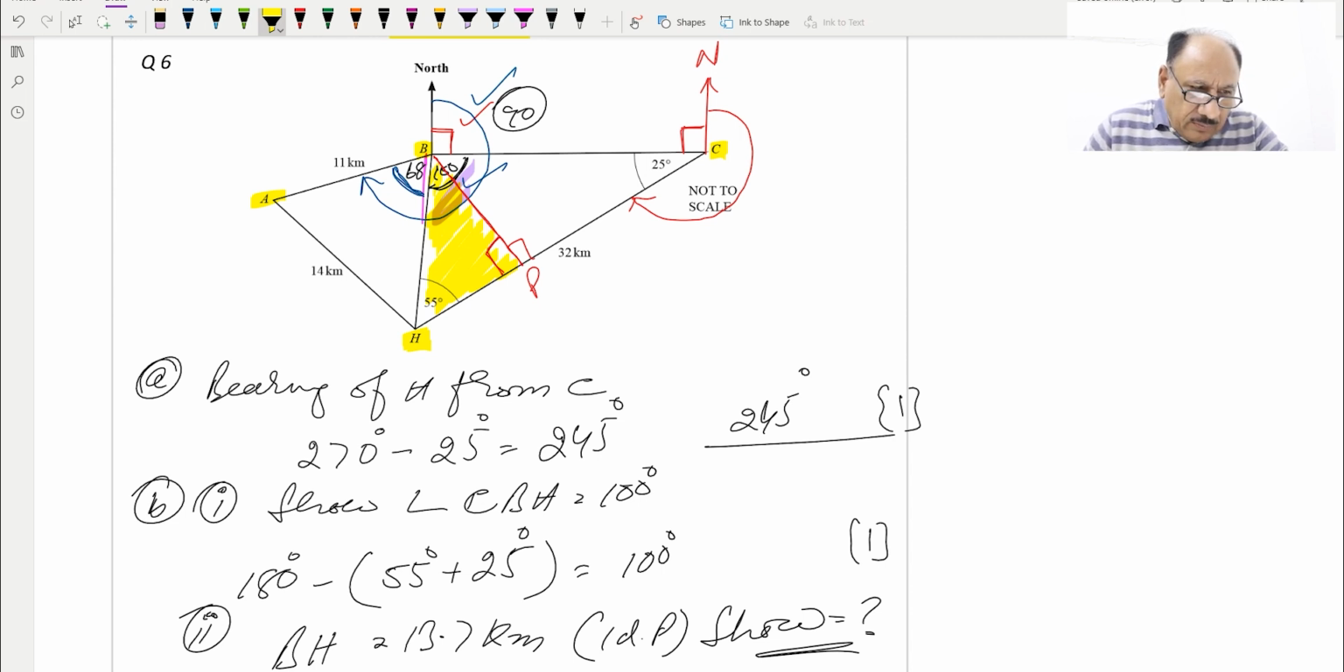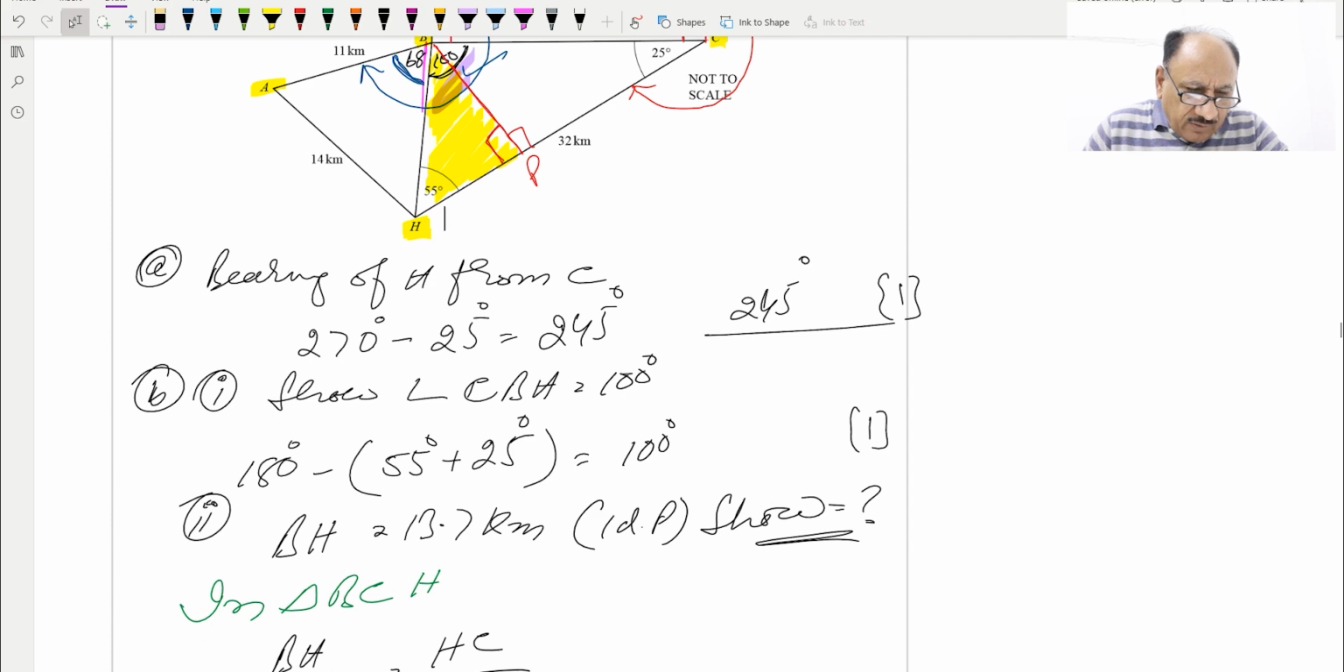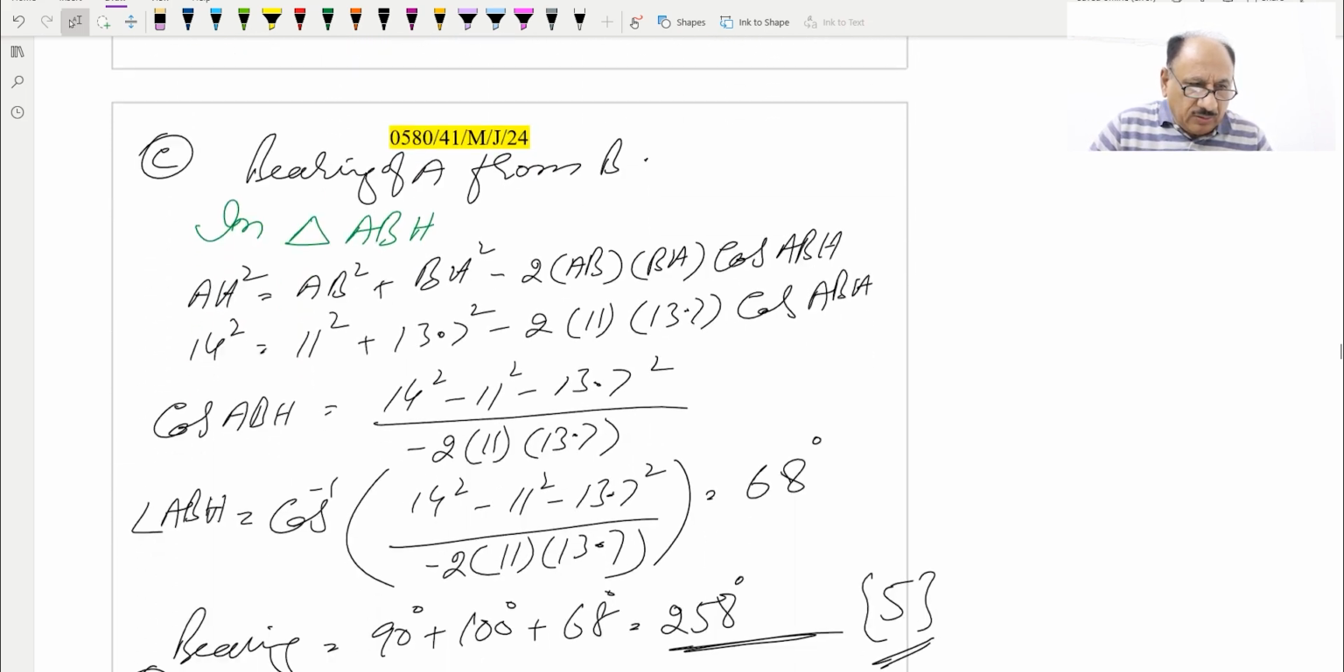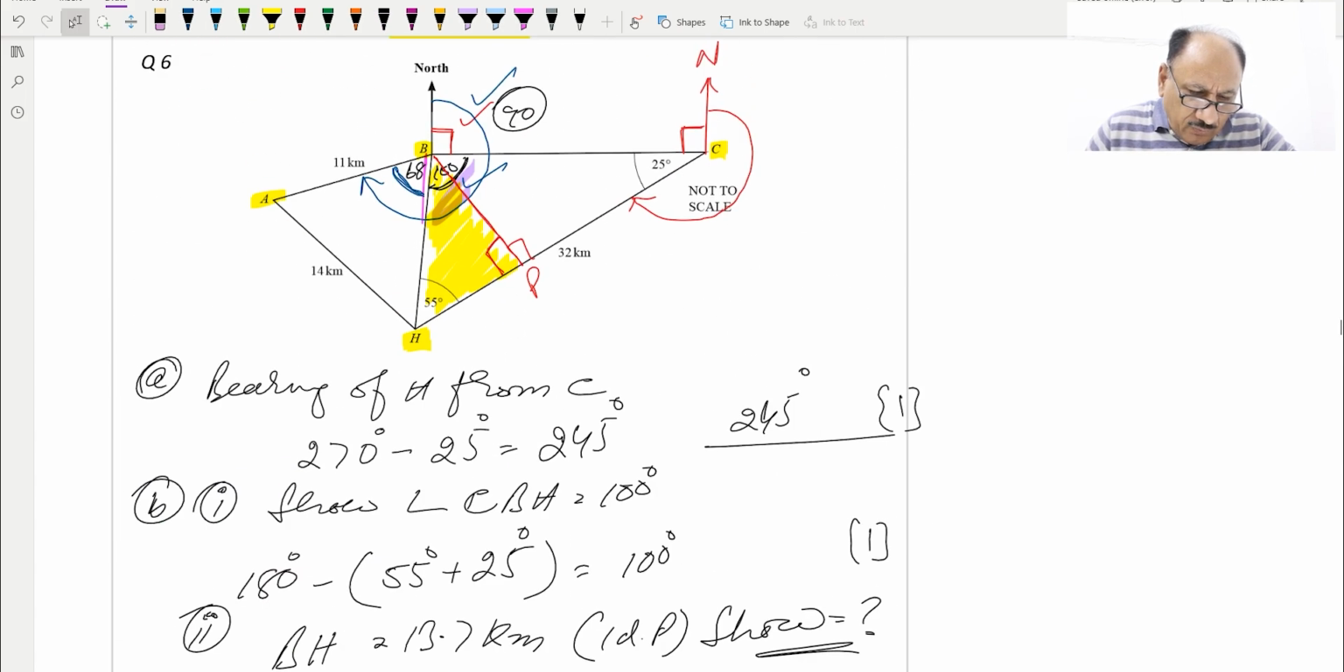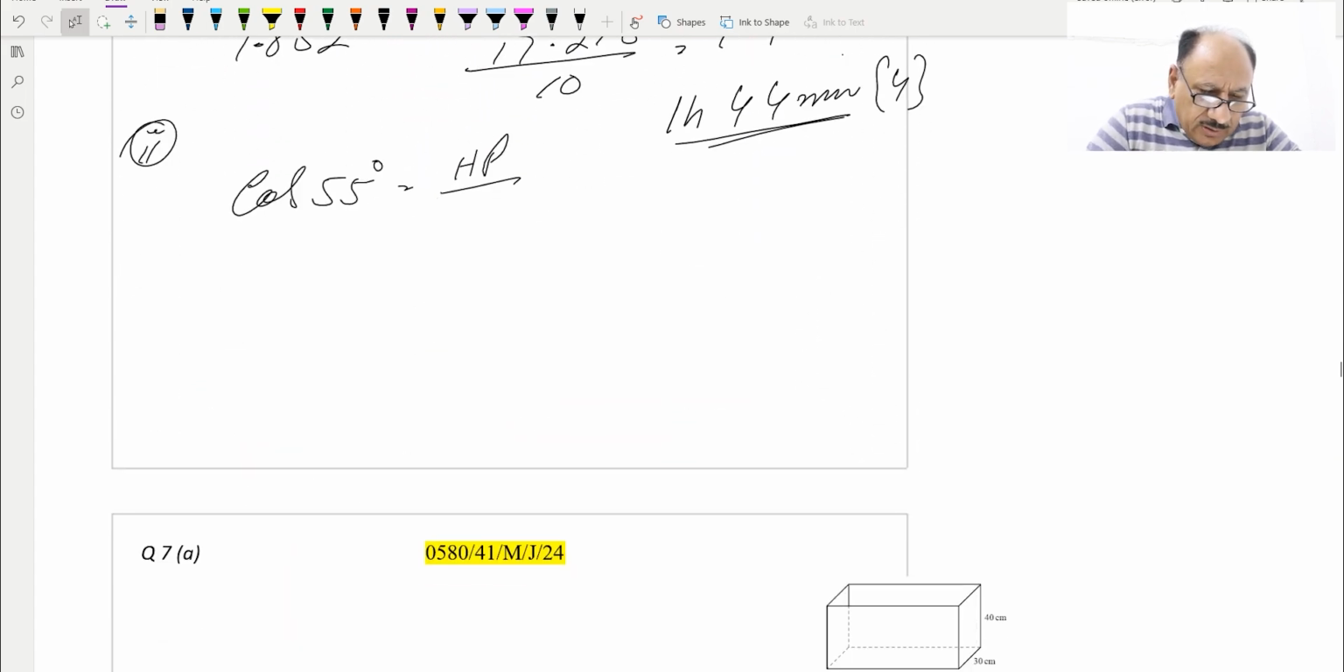So basically cos of 55 degrees is equal to HP over BH. So HP will be equal to cos of 55 multiplied by BH, which is 13.7.